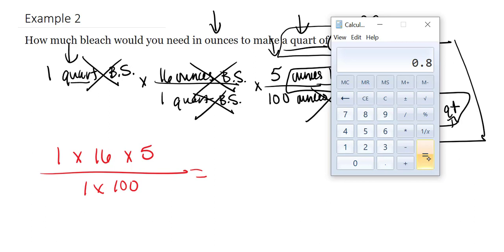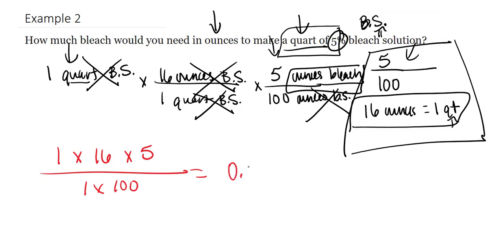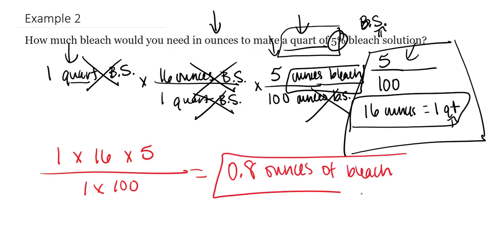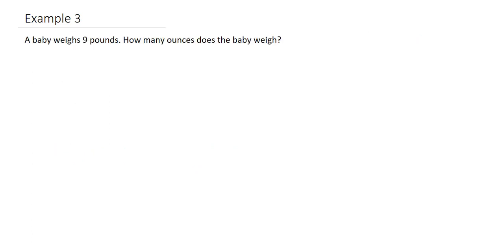And we get 0.8. So we need 0.8 ounces of bleach in order to get a whole, and then the rest of the quart would just be water. So that's what that means. That's how we can make a 5% bleach solution. Now let's go ahead and do another example.